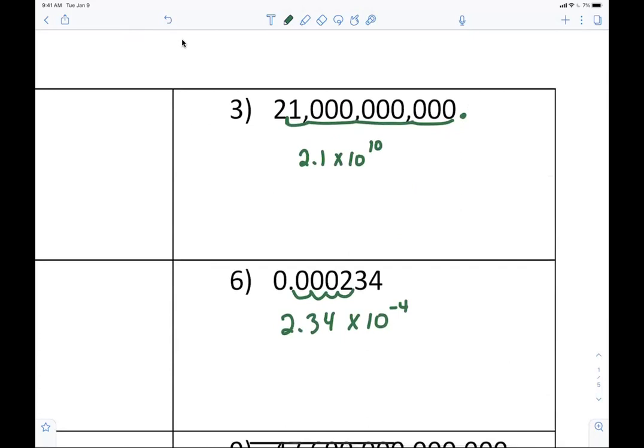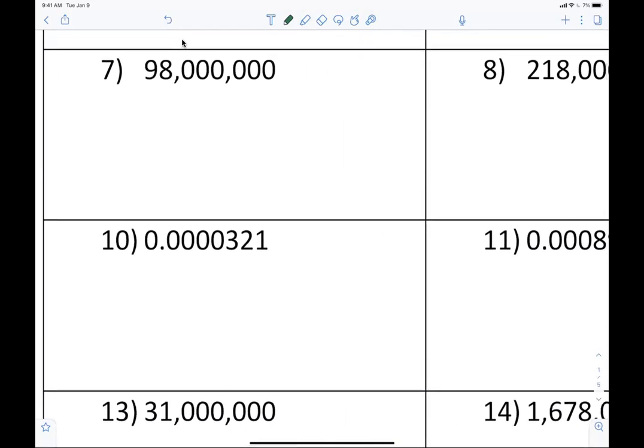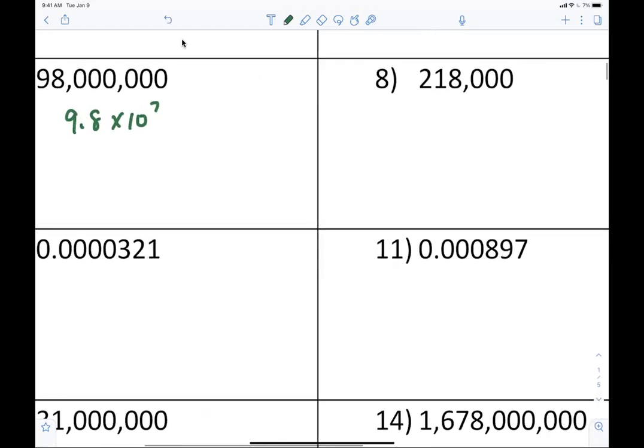There were 10 decimal places that I moved. All right, now we're going to do number 7. I want you to write the answer to number 7 down, and if you get it correct, Noah will tell you. Go. 9.8 times 10 to the 7th. We all agree? Everybody agreeing? Yes, that is correct.